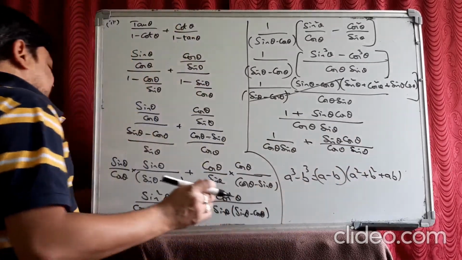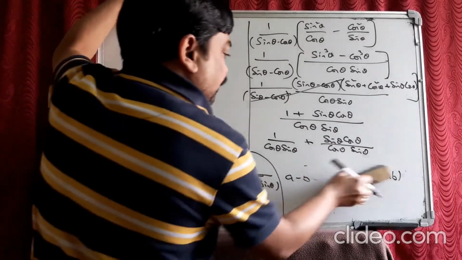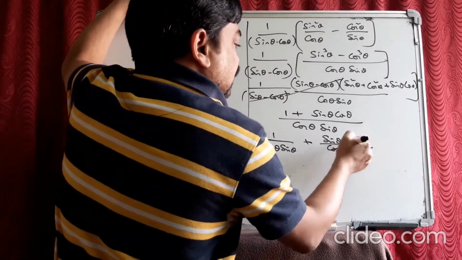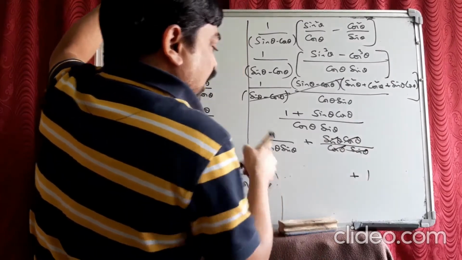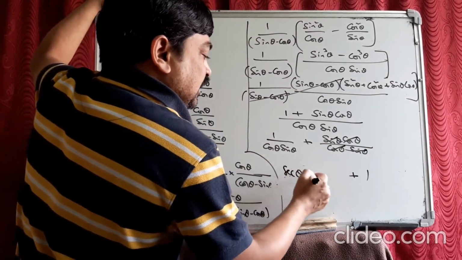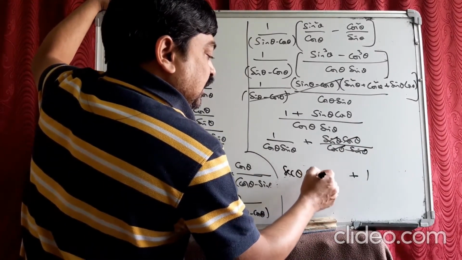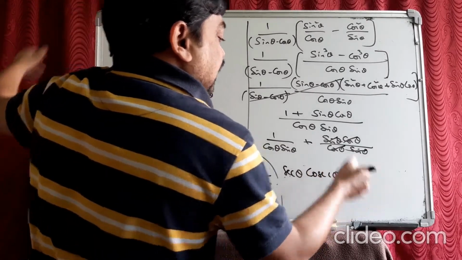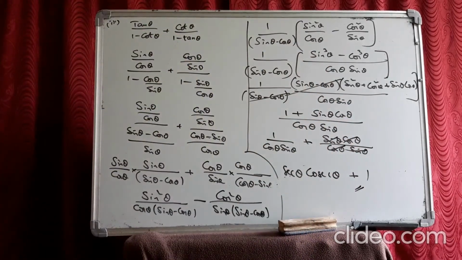Now I am rubbing this formula. Please note down the formula. Here it becomes 1, and 1 by cos theta you can write secant theta, 1 by sin theta you can write cosecant theta. This is the required thing. Okay.